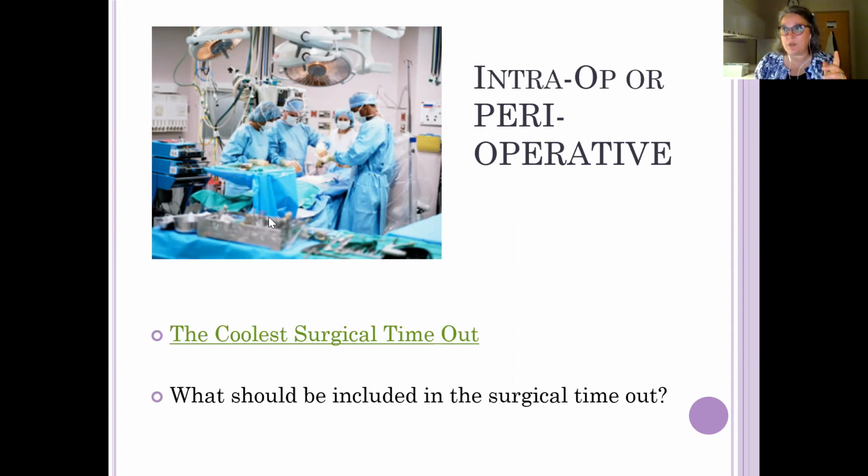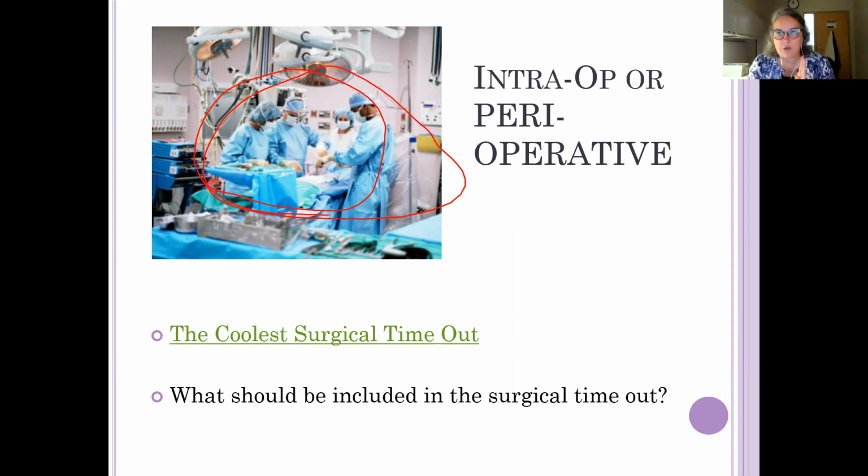This particular picture that you see here, where everybody's kind of doing their own whatevers, this is a big no. This is not when we call timeout. We call timeout before anything starts. And timeout is the chance for everyone to be on the same page. We need to make sure we have all of those rights of medication.